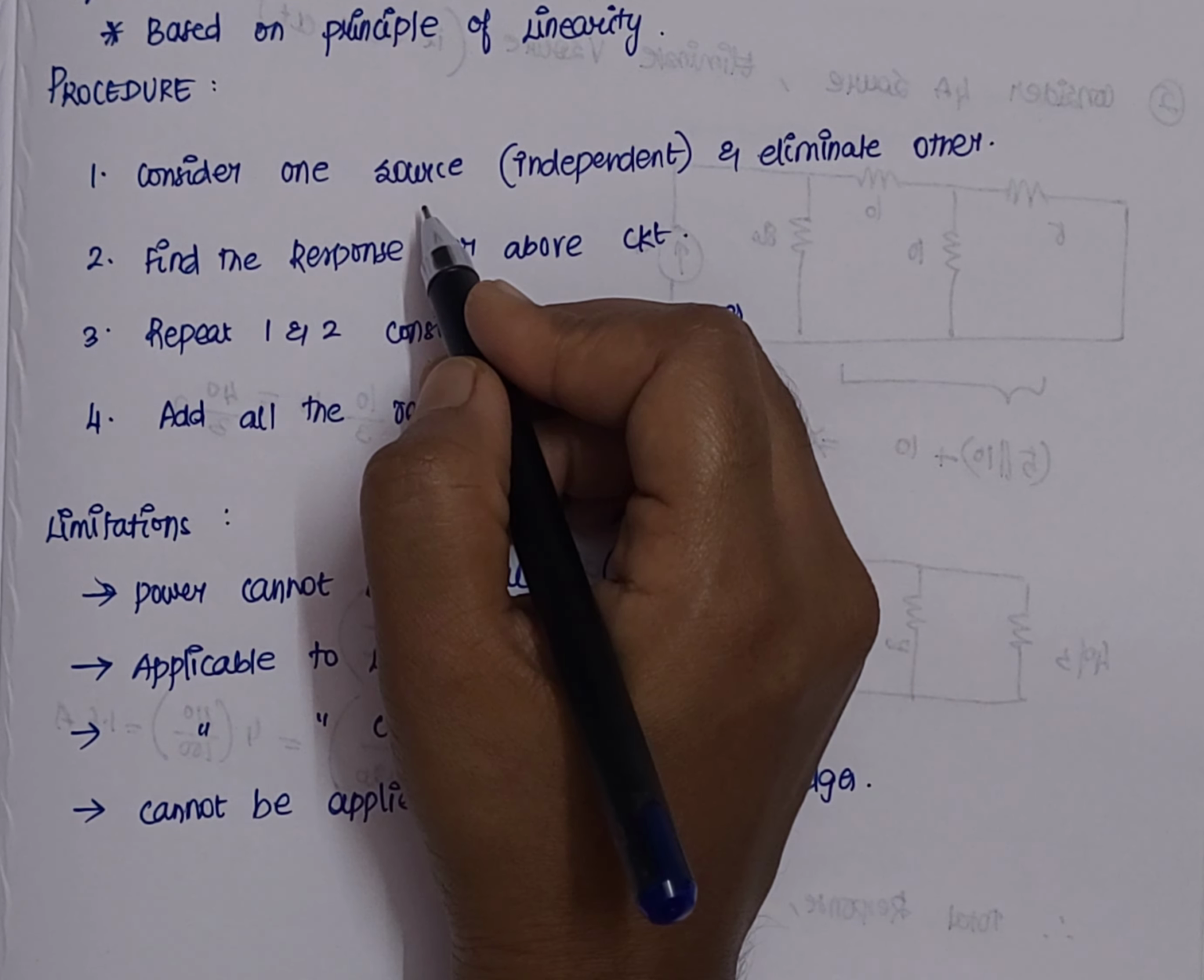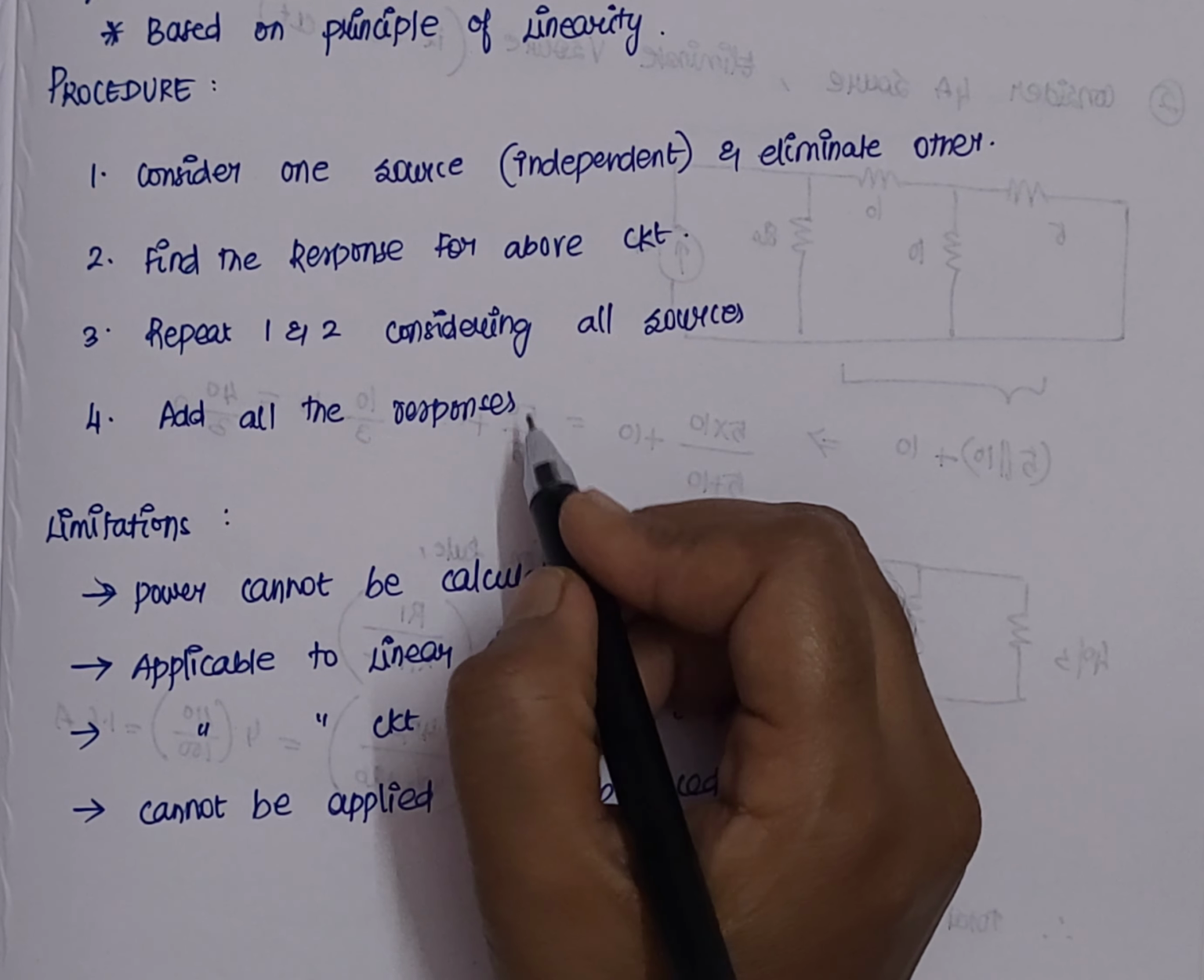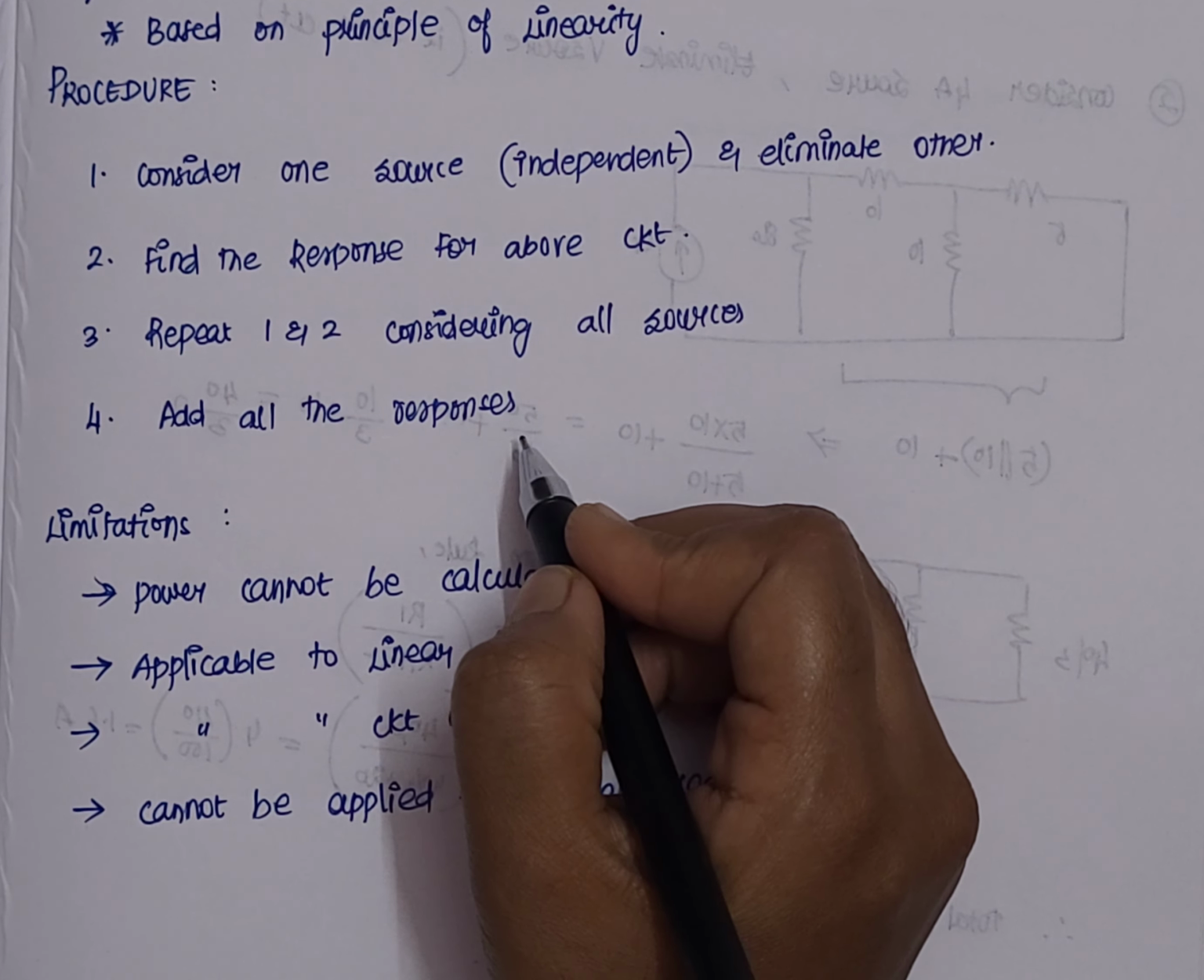Then we consider the next source. With the different sources available, for each source you consider that one, neglect the others, and calculate the response. You repeat the first two steps until you have completed all the sources, and then you add all the responses obtained, which will give the total response of the given circuit. This is the procedure to follow to solve problems based on superposition theorem.